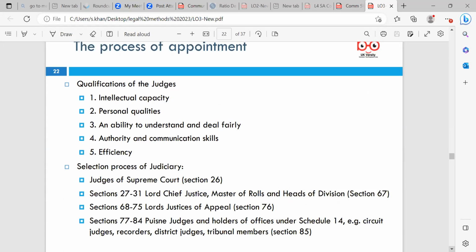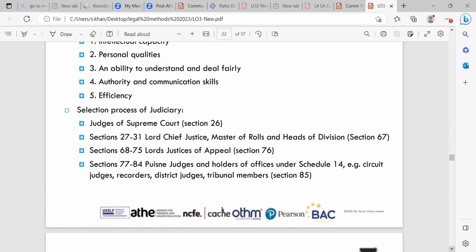Judges of the Supreme Court: section 26, sections 27 to 31. Lord Chief Justice, Master of the Rolls and Heads of Division: section 67, sections 68 to 75. Lord Justices of Appeal: section 76, sections 77 to 84. Puisne judges and holders of offices under Schedule 14, for example circuit judges, recorders, district judges and tribunal members: section 85.